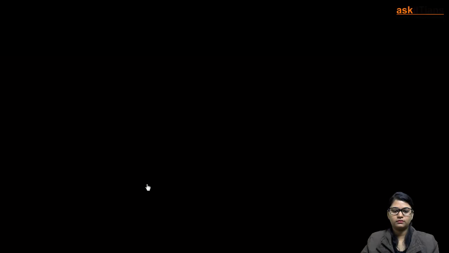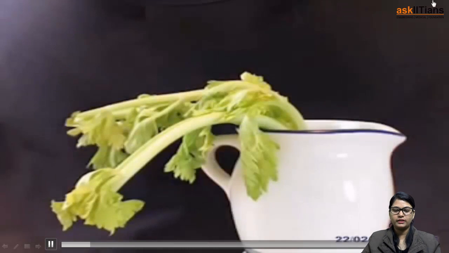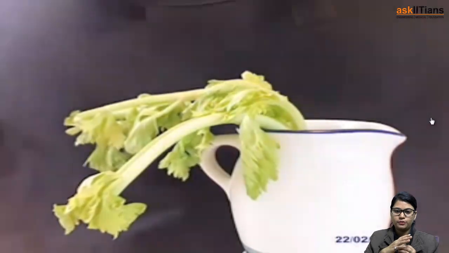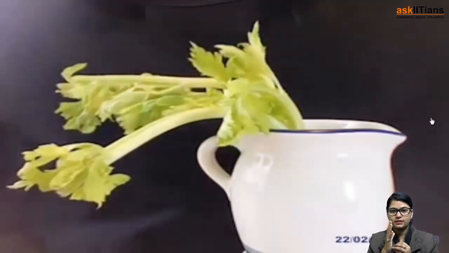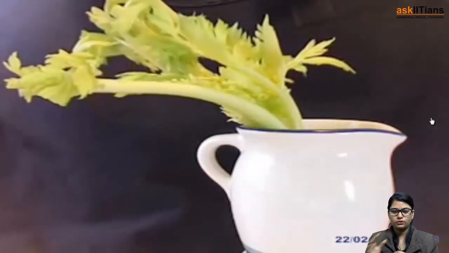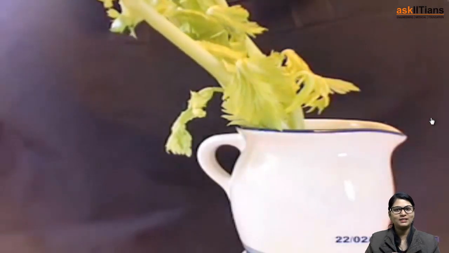Now here is a video. Let me show you this video to explain turgor pressure, and you can see here that turgor pressure is due to osmosis. Water is added to a limp celery. What will happen? Water is moving inside the cells and it's developing a turgor pressure. So the celery leaves will start to develop a turgor pressure as well as the wall pressure. So this process defines it completely.